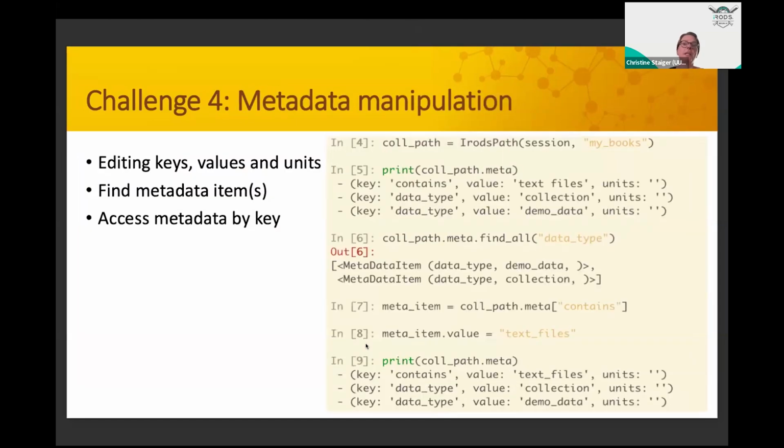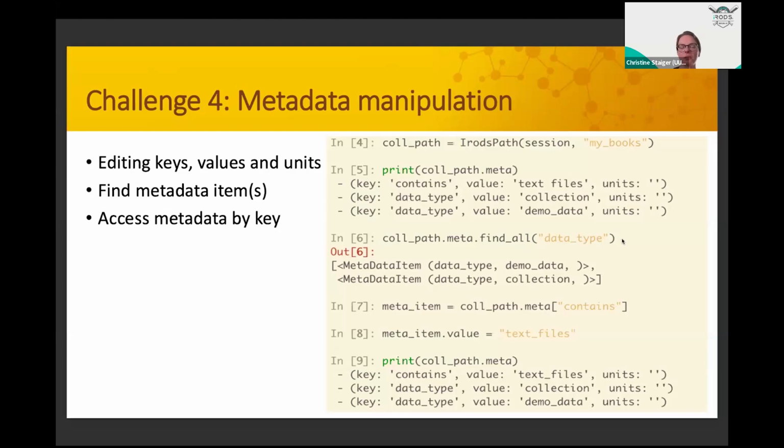Coming to metadata manipulation, something that was always a little bit cumbersome is if you made a mistake in creating a metadata entry, and then you did a typo, for example, in the key or in the values or the units. So we created some extra metadata syntactic sugar. Here again, we have the collection, My Books. We can print all of the metadata.